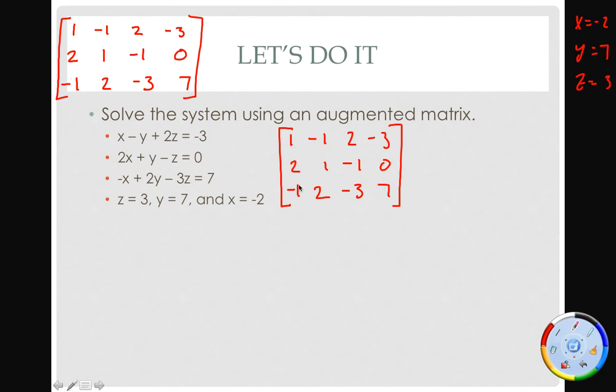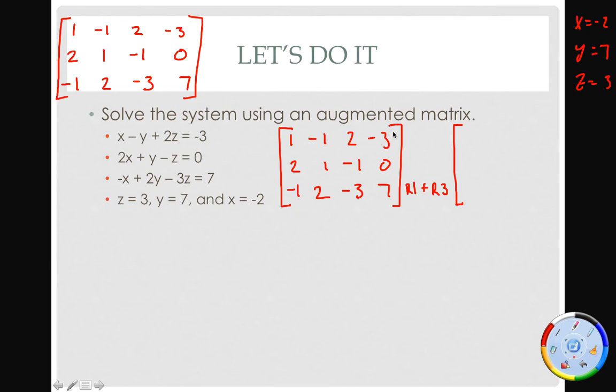But here's what I want to do. I want to eliminate the first 2 things here. I want to eliminate this 2, and I want to eliminate this -1. So eliminating the -1 is pretty simple if I use my first equation. So I'm going to say I want to take row 1 and add it to row 3. And notice I put it next to row 3 because that's the thing that I'm replacing.